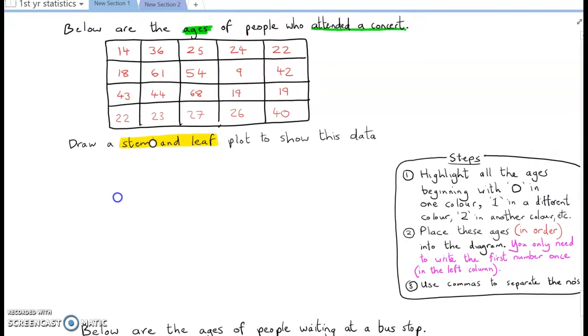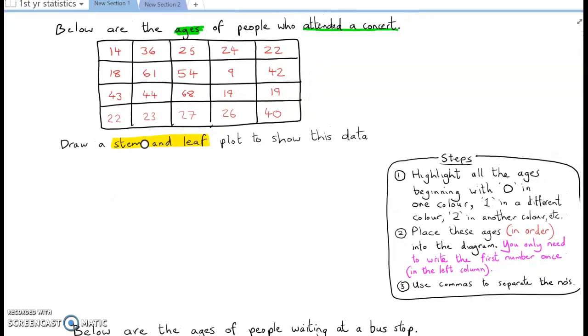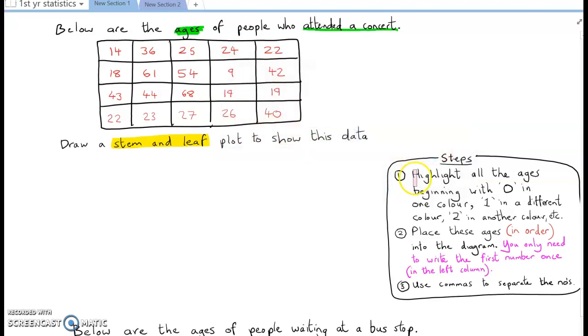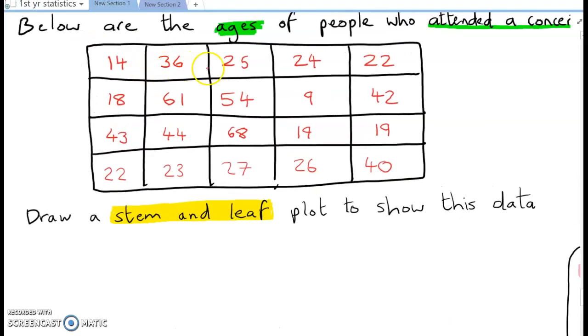So step 1 is, let's get a different color highlighter, let's pick pink. Step 1 is to highlight all of the ages beginning with 0 in one color. Okay, I'm going to do this in my pink. Now, where are the ages that begin with 0? Because it doesn't look like any of these ages begin with 0, does it? Ah, here's an age that begins with 0. 9. Because 9 is less than 10.